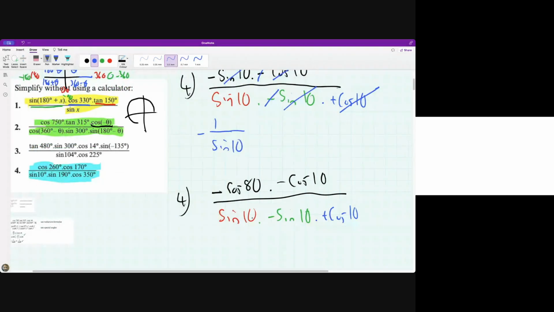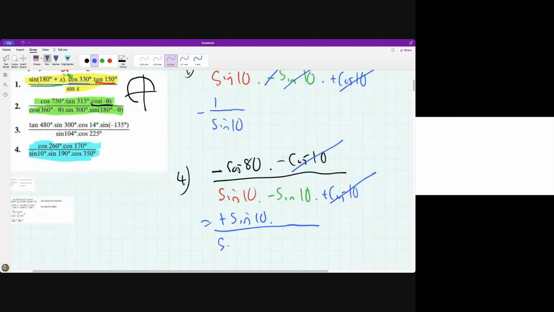If I was doing it down here, I would say cos 10, cos 10. Then I would change the cos 80 to minus sine 10. And then I'd still have another minus, so those two minuses would go away. And then on the bottom, I'd have sine 10 times minus sine 10, which then leaves me with that cancelling, which is minus 1 over sine 10. So it's the same thing, basically.